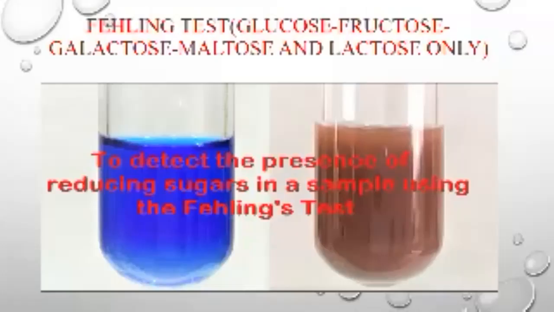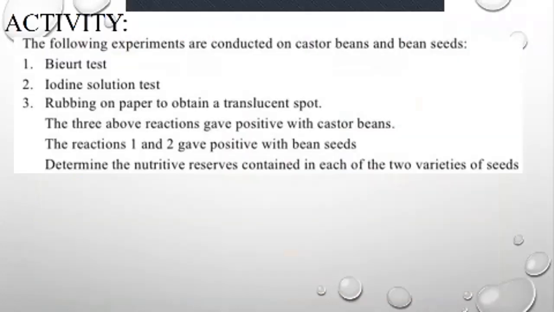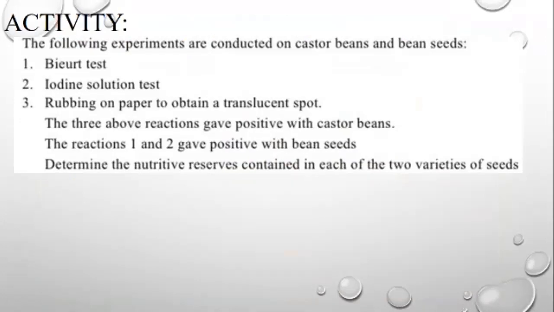Okay, and now here I will add another test for some reducing sugars in carbohydrates, like the simple sugars, maltose and lactose. This test is called the Fehling test. This blue Fehling test liquid turns brick red in the presence of any sugar of these, okay? And now let's solve this activity together. So after we've learned about the 4 tests, the Biuret test, the iodine test, the Fehling test, and the lipid test, I'm going to solve with you this activity.